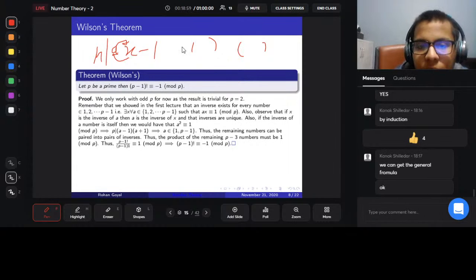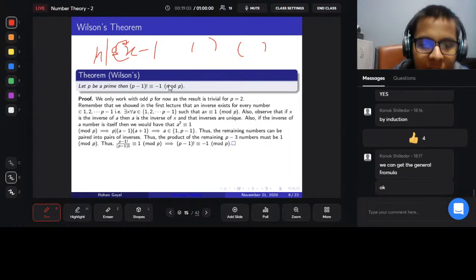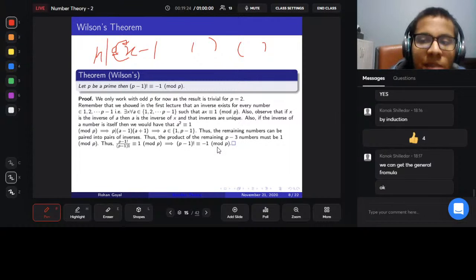So the remaining numbers pair up into inverses. So we get p minus 3 by 2 pairs, all of which are 1 mod p. So the product of those is also 1 mod p. So we get that p minus 1 factorial upon p minus 1 into 1 is congruent to 1 mod p. So p minus 1 factorial is congruent to p minus 1 mod p. P minus 1 is just minus 1 mod p. So p minus 1 factorial is congruent to minus 1 mod p.